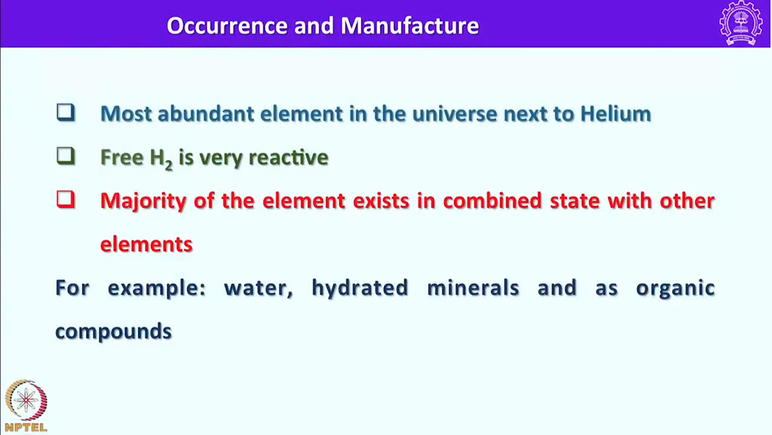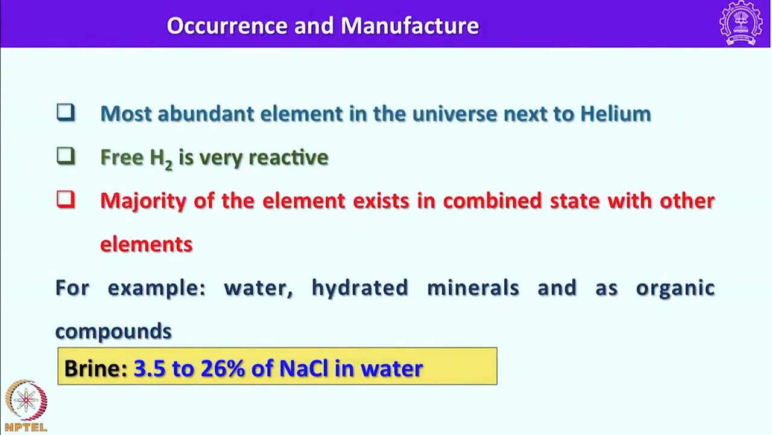So, the most abundant element in the universe next to helium is hydrogen, I repeat again, and free hydrogen is very, very reactive, and the majority of the element exists in combined state with other elements. That means, essentially in the free form, it is not at all there in the Earth's crust. However, in the combined form it is there, and mostly in the form of water. So, that means water, hydrated minerals, and also as organic compounds. In organic compounds, hydrocarbons, of course, H is always there. And in brine, which is nothing but sodium chloride in water with percentage of sodium chloride varying between 3.5 to 26.